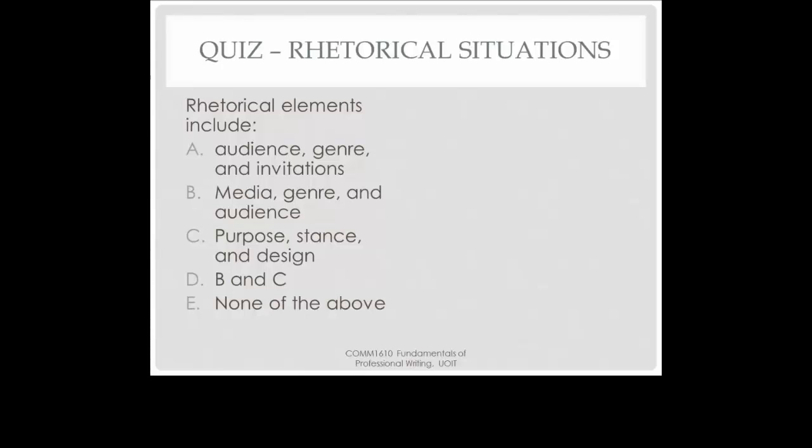The correct answer is D. The key word in the question is elements. A is incorrect because invitations are not a rhetorical element, although it could be part of a rhetorical situation. Both B and C list some of the rhetorical elements that must be considered in determining how to plan and create your document. Let's try another one.